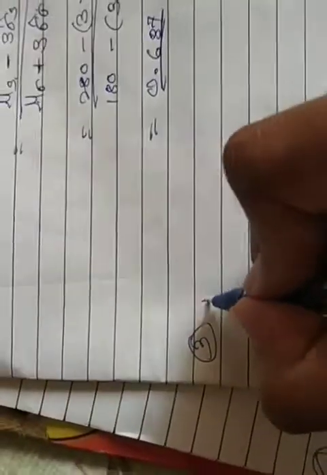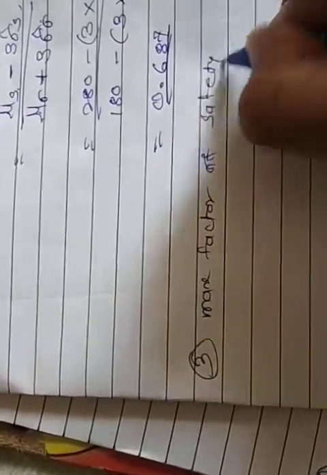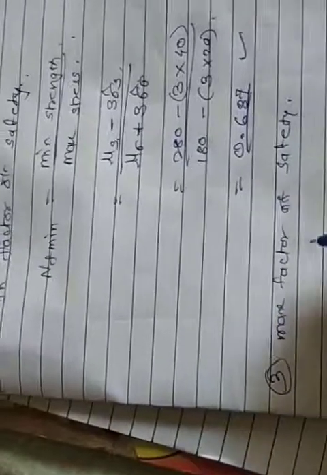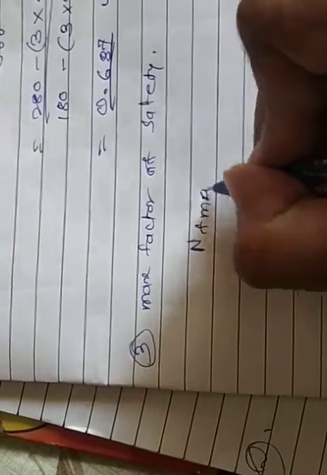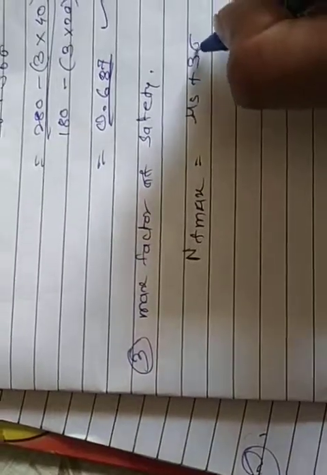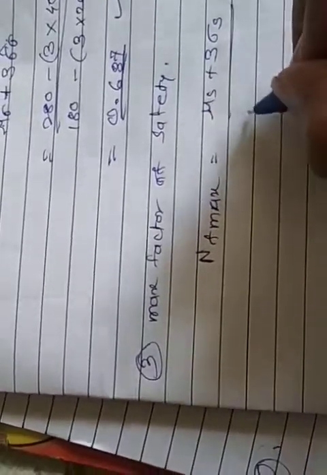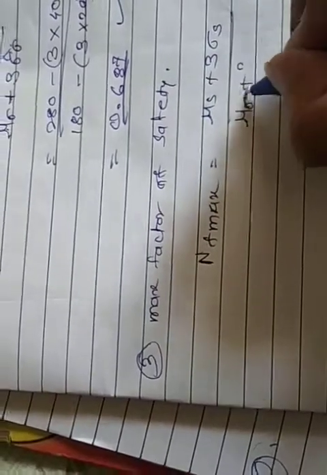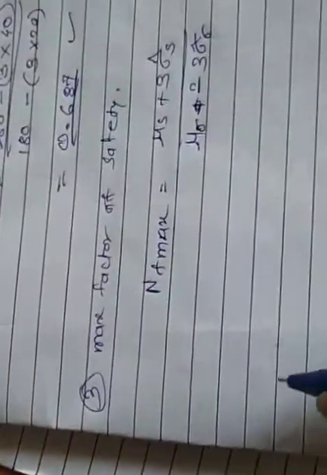Similarly, it is not asked in the example, but suppose they ask you the maximum factor of safety. For the maximum factor of safety we will have the formula N_F max equal to mu s plus 3 times sigma s, divided by mu sigma minus 3 times sigma. So this is the formula you have to use and find out the solution.